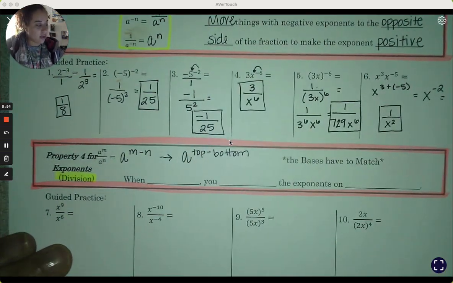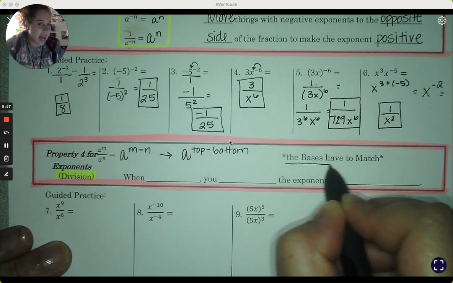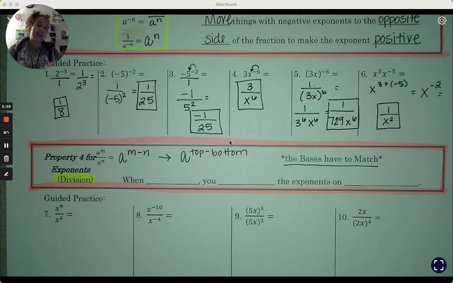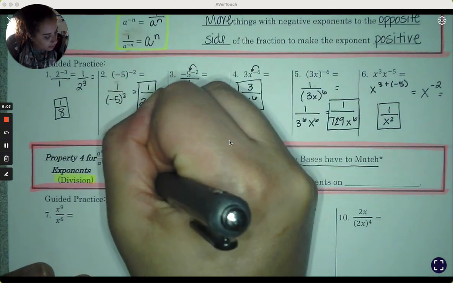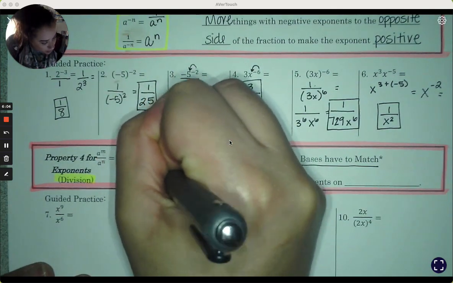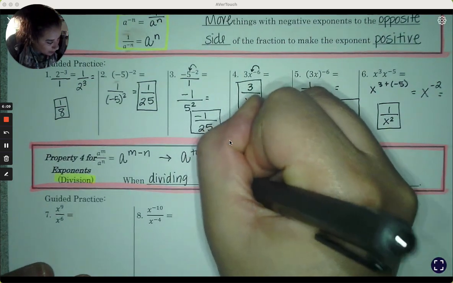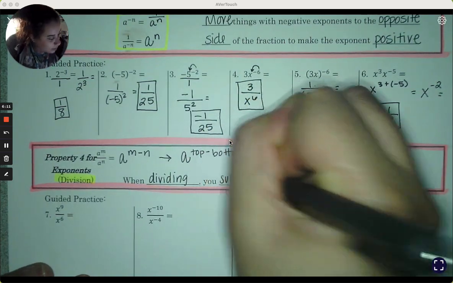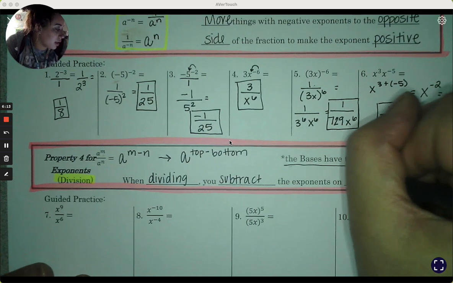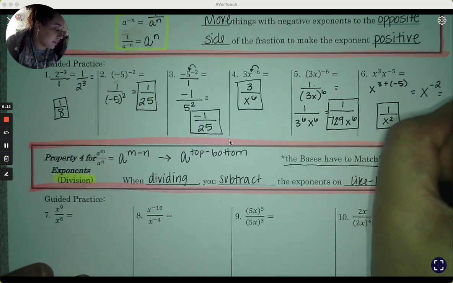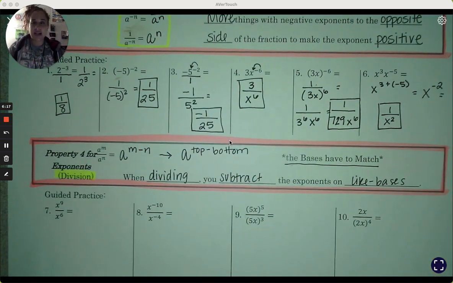Okay, now remember your bases have to match. If the bases don't match, you can't do this. All right, so when dividing, you subtract the exponents on the like bases. Okay, and it has to be like bases. If it's not, you can't do it.